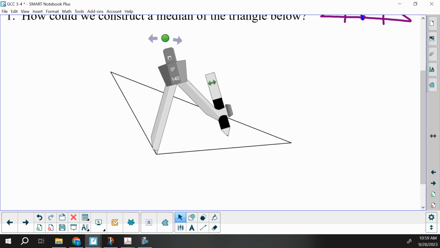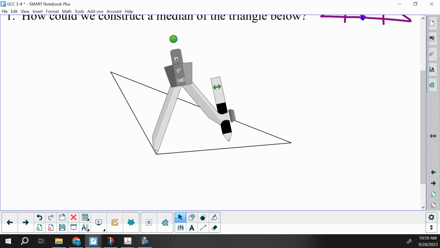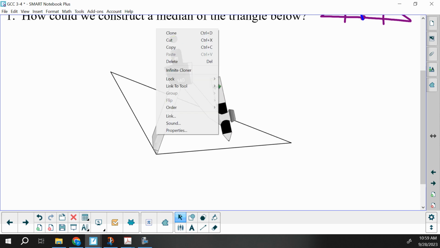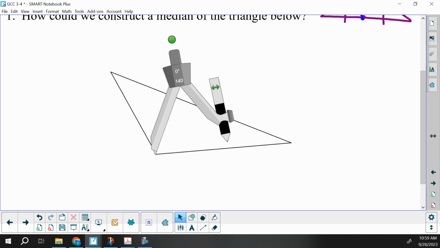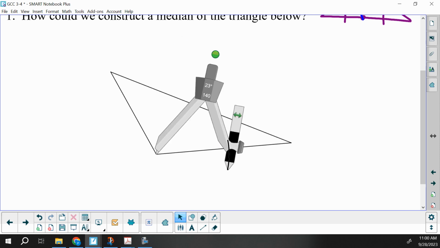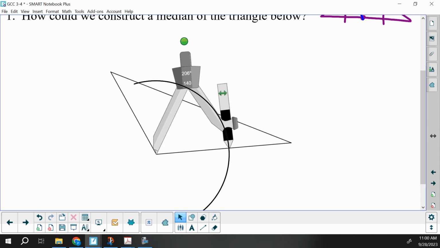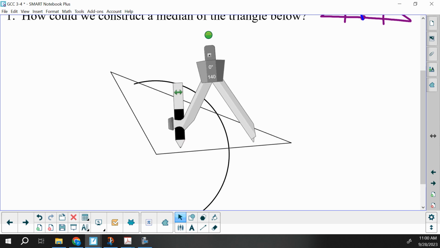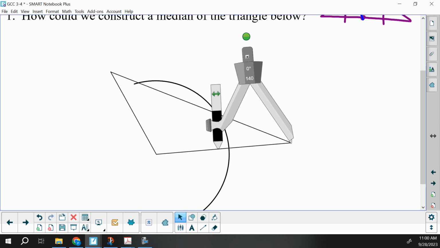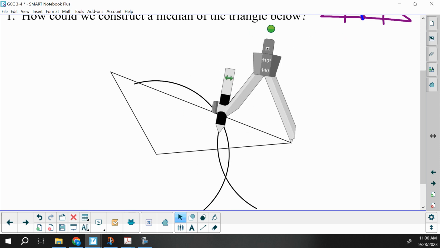To do the perpendicular bisector of a segment, put your point on one endpoint of the segment. We open our compass more than halfway. We swoop it up and down about a half circle. And then we reverse it. We put our point on the other endpoint of the segment and swoop it up and down until we get two intersections.